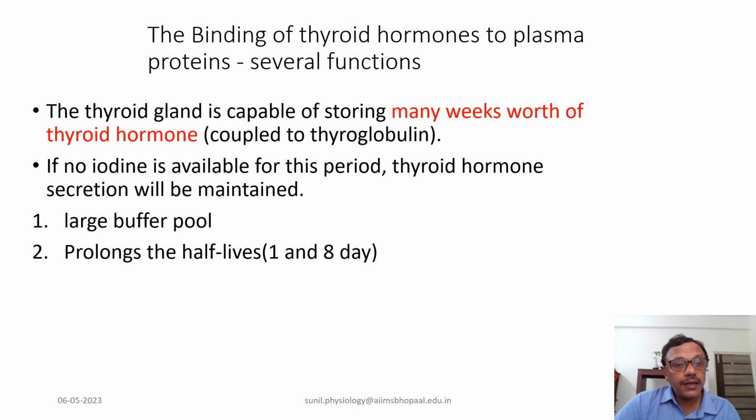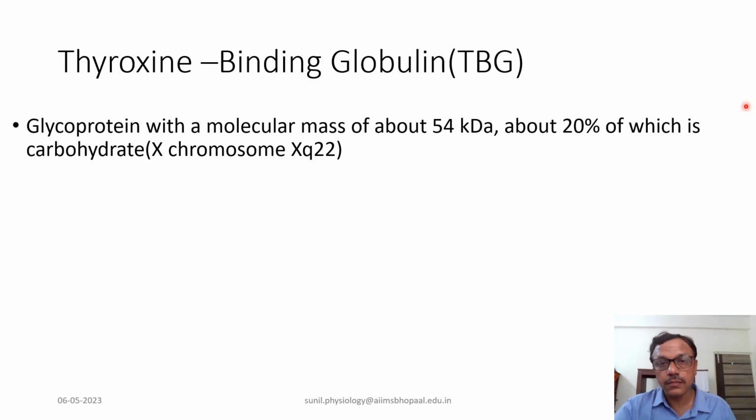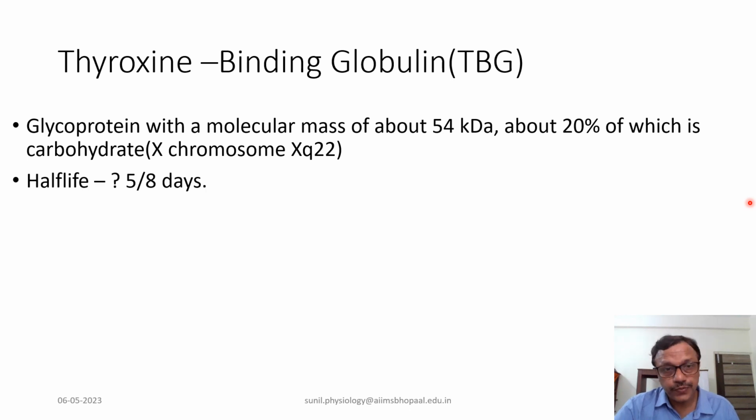Secondly, it prolongs the half-life. Okay, 1 day is for T3 and 8 days is for T4. And secondly, as I've told you, it is a reservoir for T3. Now this thyroxine binding globulin has a molecular mass of 54 kilodalton, of which 20% is made up of carbohydrate. The gene for this TBG molecule is located on the X chromosome, Xq22. Now it has a half-life of 5 or 8 days. Different books have given different days.